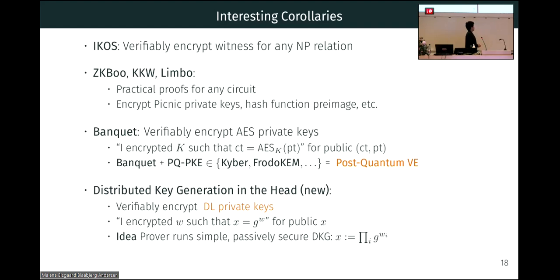And I don't have time to talk about the distributed key generation in the head. This is one new protocol we have in the paper. It's a very simple protocol. Essentially, you ask the prover to run a passively secure distributed key generation in the head. And it turns out that you can easily achieve verifiable encryption of discrete log private keys with this approach.